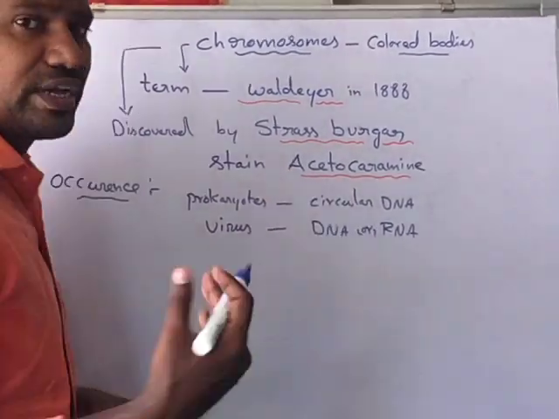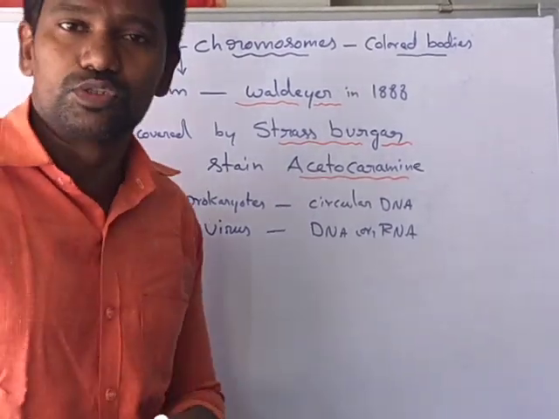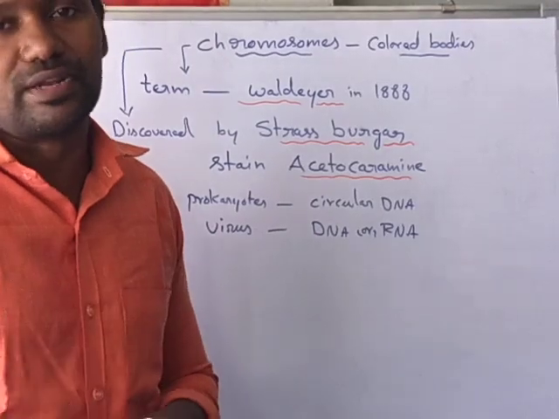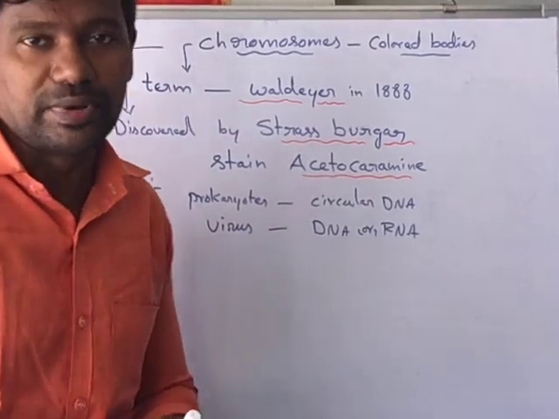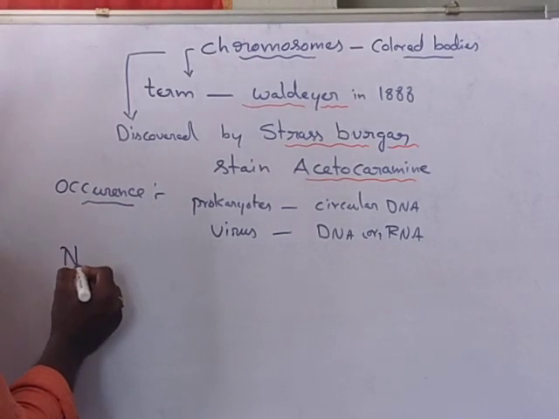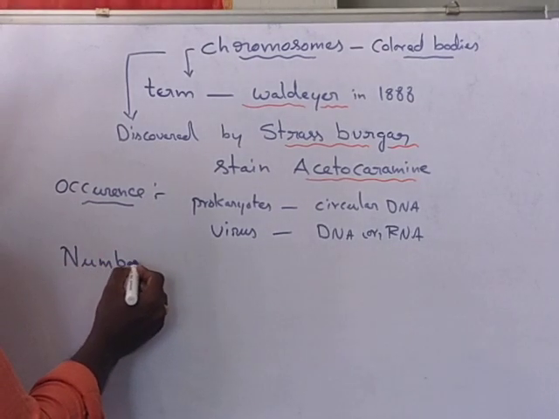Eukaryotes also contain chromosomes. They are present inside the nucleus, surrounded by a nuclear membrane. So this is about the occurrence. Now we will know the number of the chromosomes.